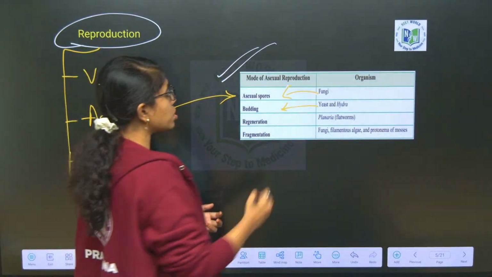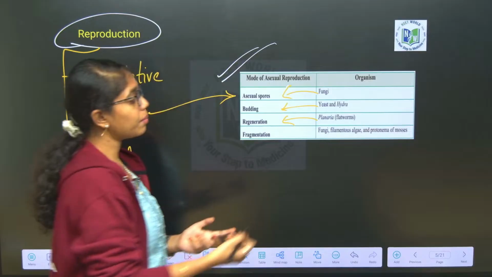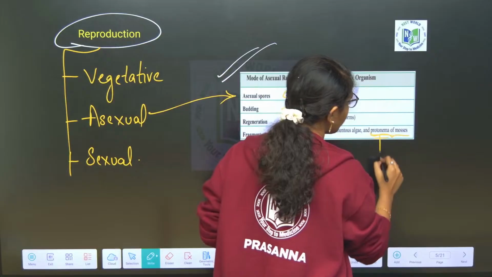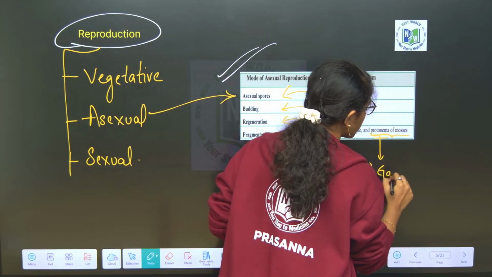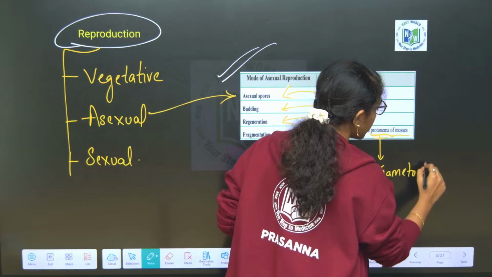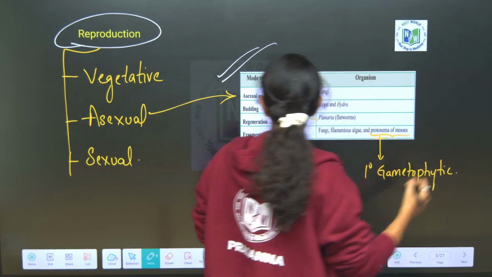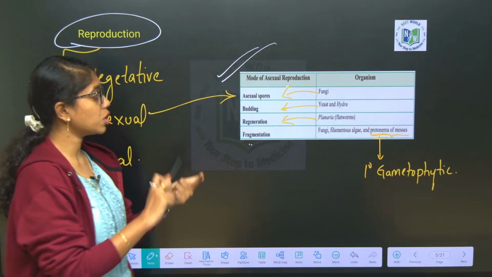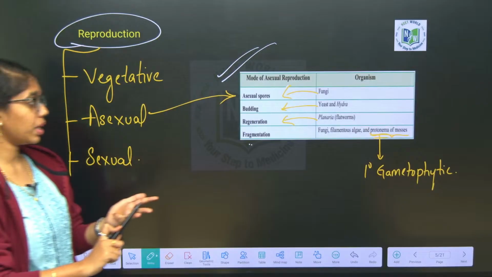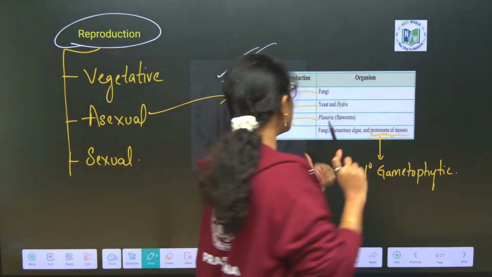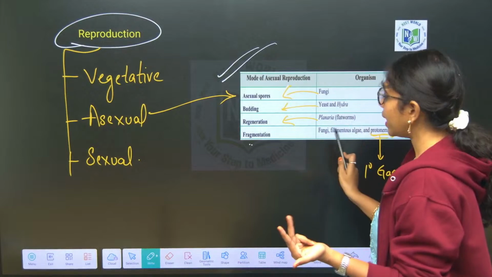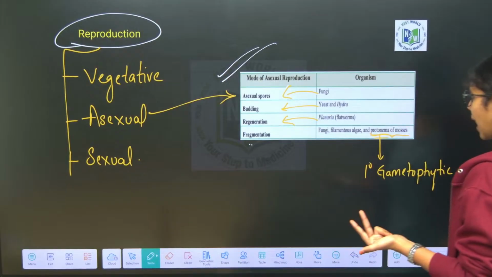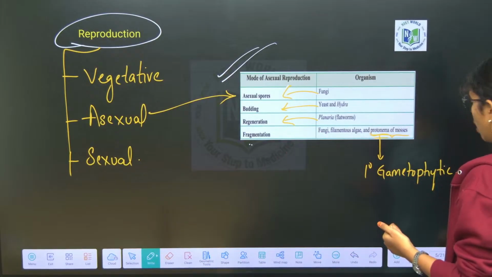Planaria or flatworms reproduce by regeneration. Fungi, filamentous algae, protonema of mosses. Protonema of mosses, what are they? Protonema is the primary gametophytic structure of the mosses. This reproduces through what? Fragmentation. So, here we have asexual spores, budding, regeneration and fragmentation. Fungi by asexual spores, yeast and hydra by budding, planaria or flatworms through regeneration, and filamentous algae or protonema of mosses through fragmentation.